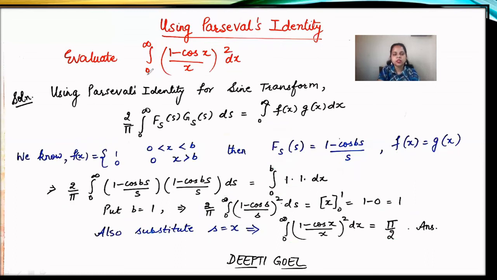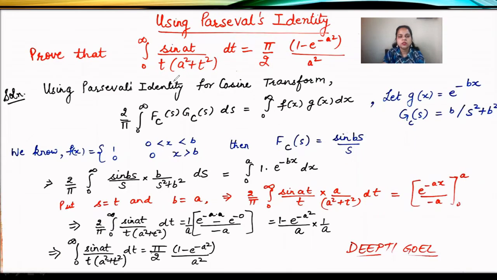So let us again see another problem related to the Parseval's identity. Let us consider this equation that we have to solve: the integral from 0 to infinity of sin(at)/t into a square plus t square dt is equal to pi by 2 into (1 minus e to the power minus a square) by a square. So again we have to judge which identity, which transform we have to choose.